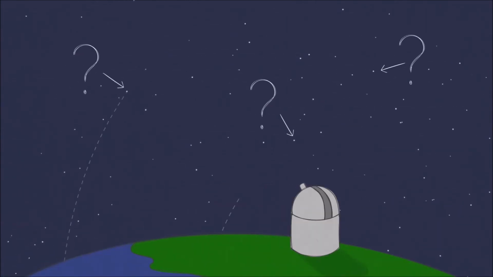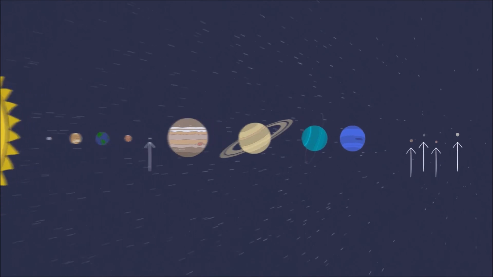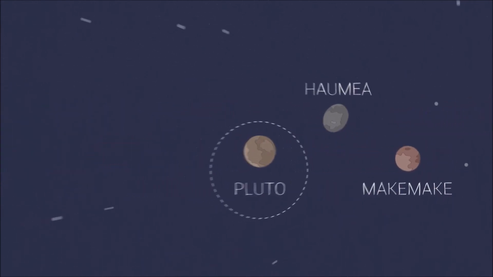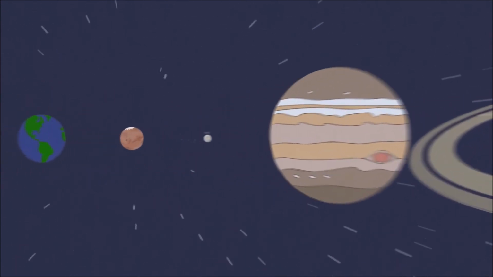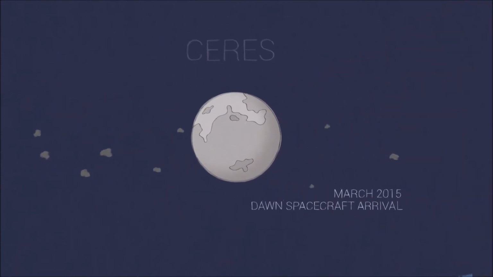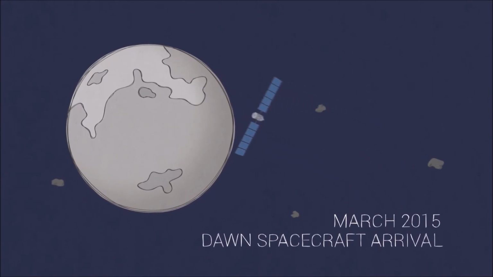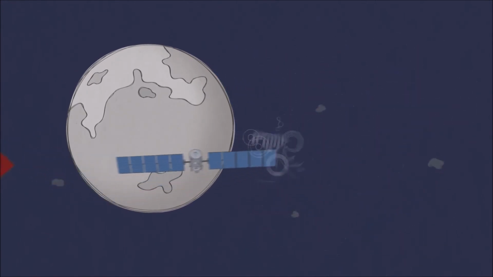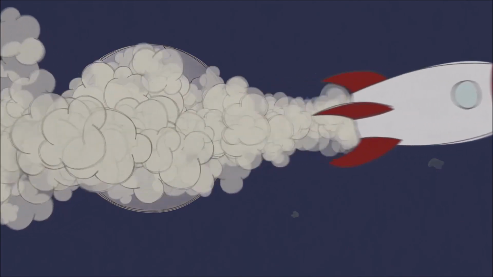There may be dozens of dwarf planets in our solar system. So far, we've classified just a handful, most of them very far away. Pluto is the most famous, but closer to home is another mysterious world, Ceres, the first dwarf planet to be visited by a spacecraft. With everything we learned from the Dawn mission, our understanding of planets and dwarf planets will rocket far beyond all that's been known before.